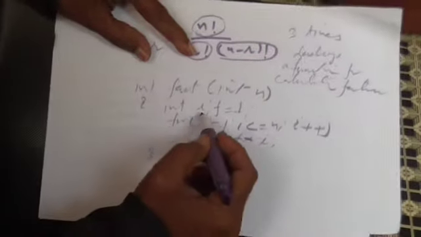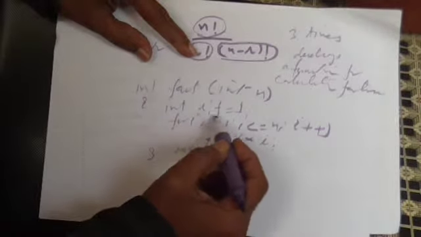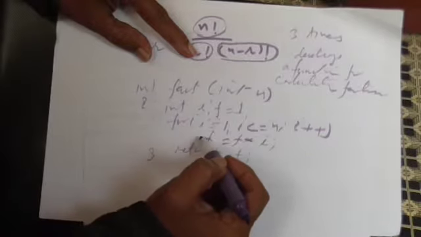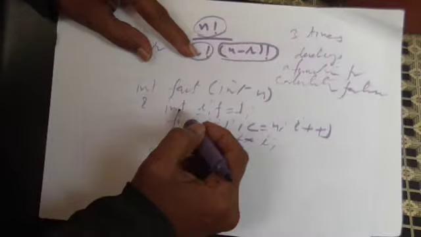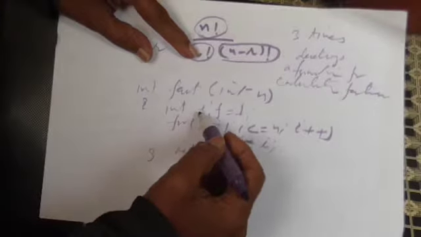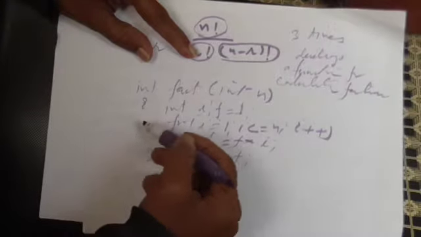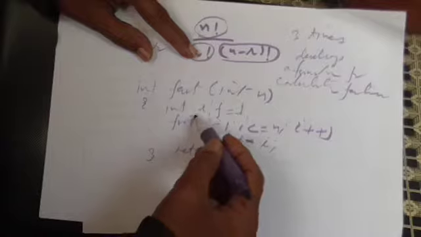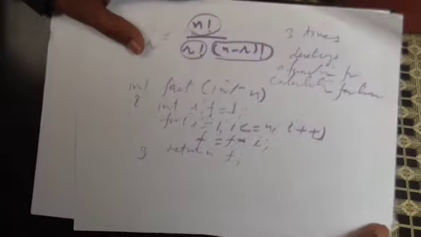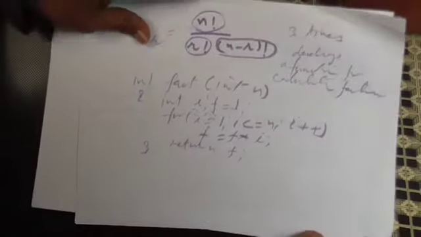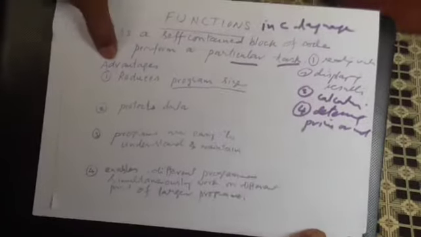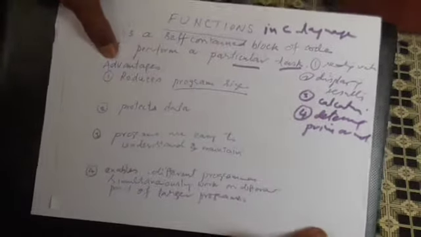Another aspect is protecting the data. Whatever variables, i and f, are here, they are protected from being accessed by a bigger program. They cannot access it. In my further lecture, I will discuss why it cannot be accessed. So the second aspect is also answered. And the third one, the programs are easy to understand and maintain.